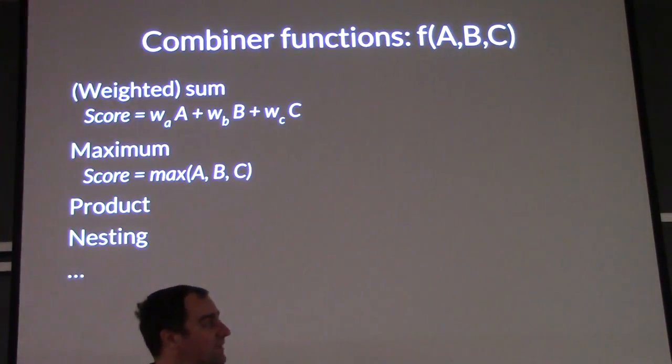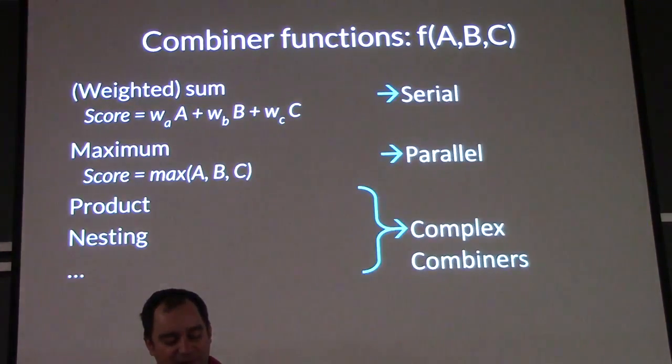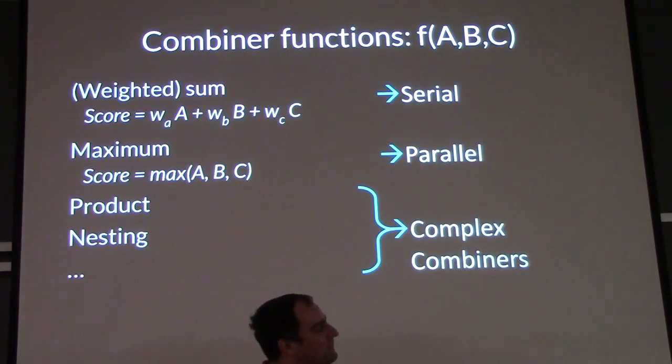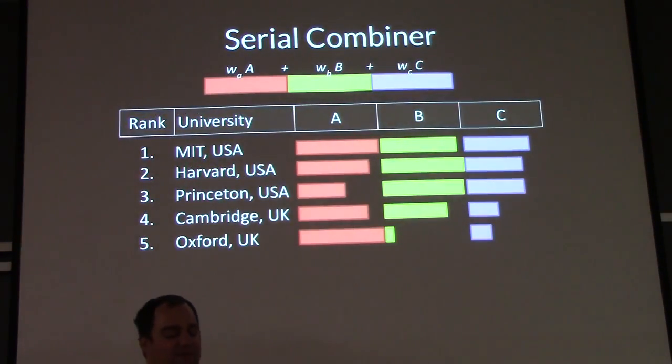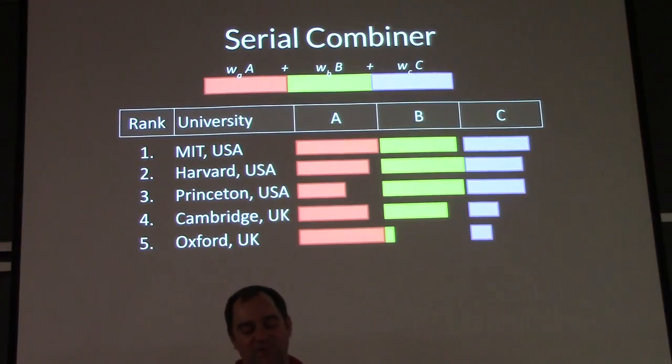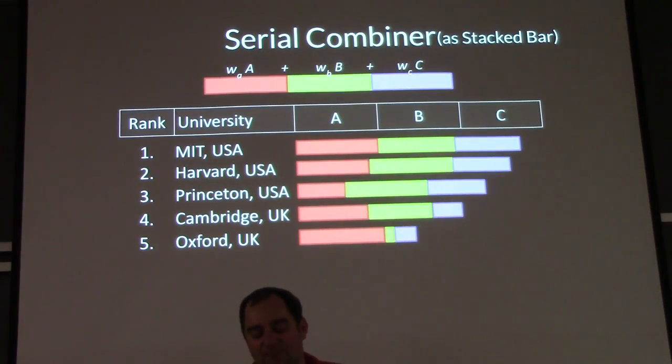And in this project, we've actually developed visual representations for weighted sum and maximum values, but for brevity, I'll just talk about the weighted sums. So what do I mean by weighted sums? I'll take here three attributes, A, B, and C, and simply combine them as a stacked bar.